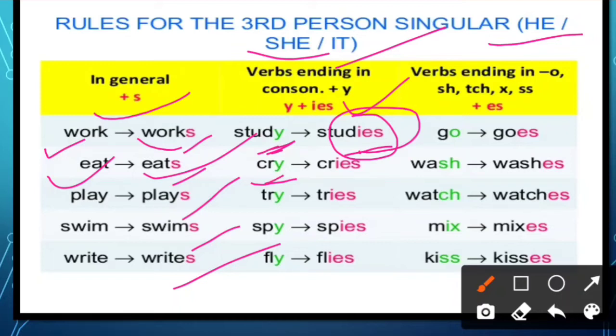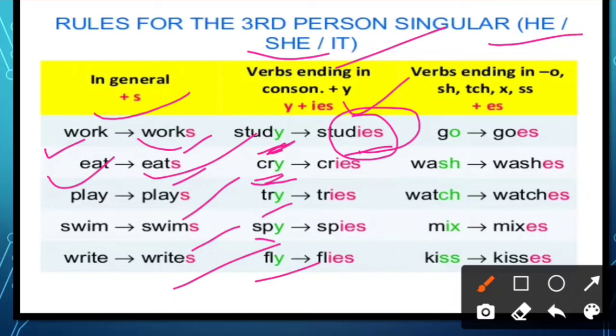A, E, I, O, U are vowels and the rest are consonants. Here, before y it is D. D is a consonant. In cry, R is a consonant. Try, R is a consonant. Spy, P is a consonant. Fly, before y, L is a consonant.